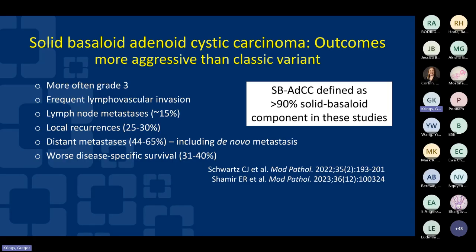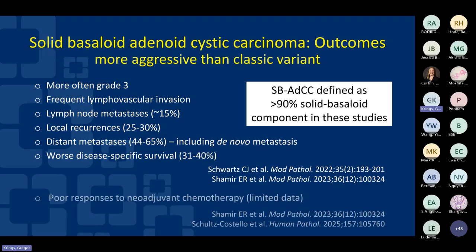So these are very aggressive tumors, probably more in line with other high-grade triple-negative breast cancers, certainly much worse than classic adenoid cystic carcinomas. On the other hand, they have poor responses to neoadjuvant chemotherapy, and in the very limited data that's currently available, aside from one case that's been reported in the literature, the responses have been pretty poor.